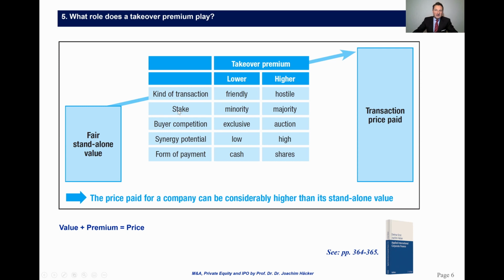Number 4, the stake. If you buy a minority stake, the takeover premium will be lower compared to if you exceed the 50% threshold and come up with a majority stake. If you exceed the thresholds of 25%, 30%, 50%, 75%, and 95%, then there always might be a tendency towards a higher premium.